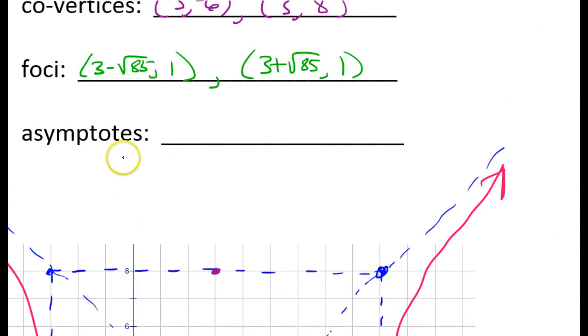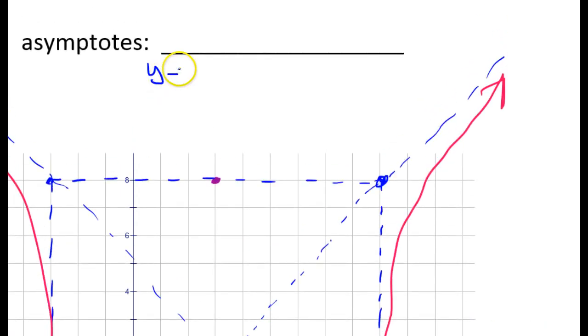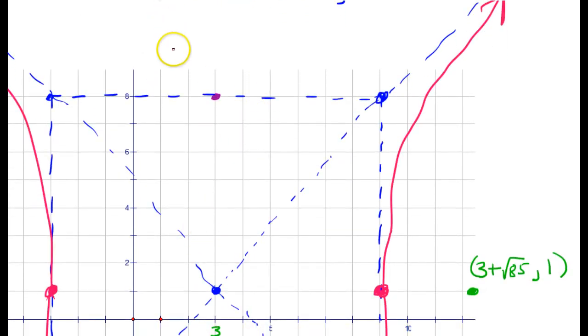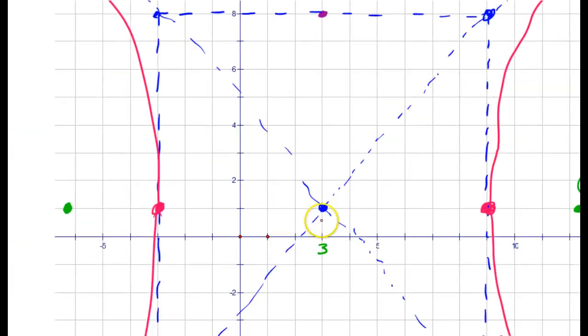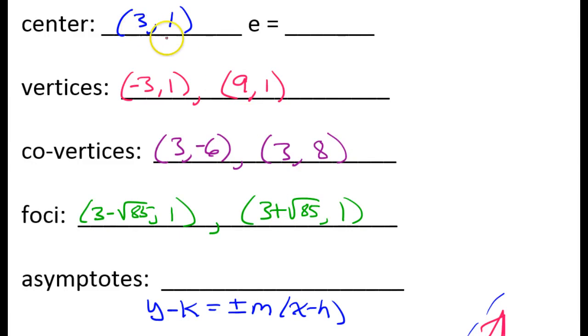We can always use the point-slope form to find the asymptotes. If we use the center for the point, then we will have y minus k is equal to plus or minus m times x minus h, where h and k are the center. Okay, so in this case, the center is at 3, 1. Okay, I'm just going to scroll down here. So the center is at 3, 1. So this is my h and my k.